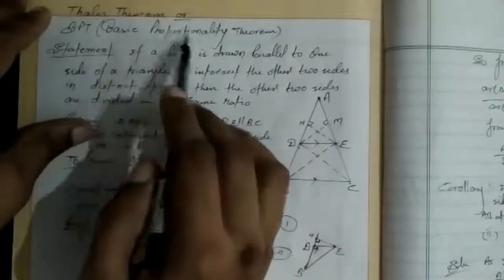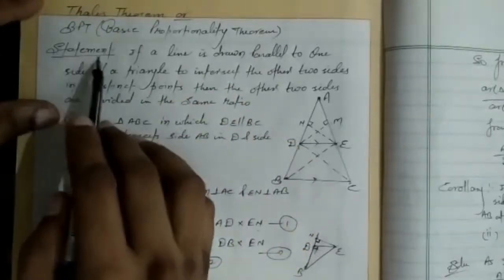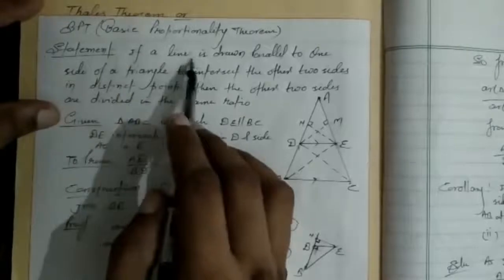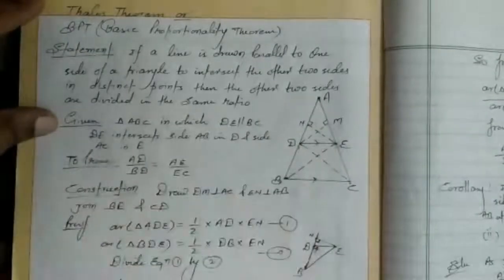Good morning, dear students. Today I am teaching you Thales theorem, that is also known as the BPT theorem. BPT means basic proportionality theorem. Statement of the theorem means what the theorem says: if a line is drawn parallel to one side of a triangle to intersect the other two sides at distinct points, then the other two sides are divided in the same ratio.